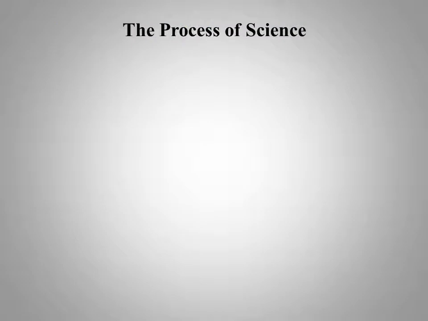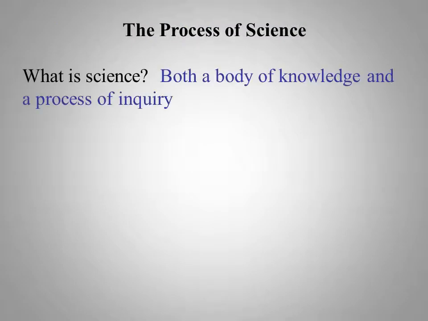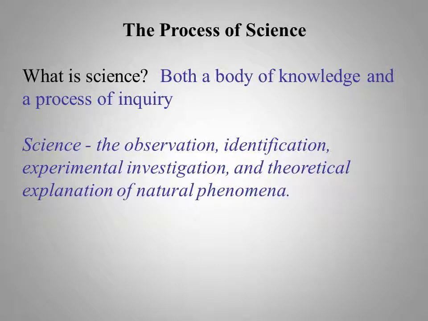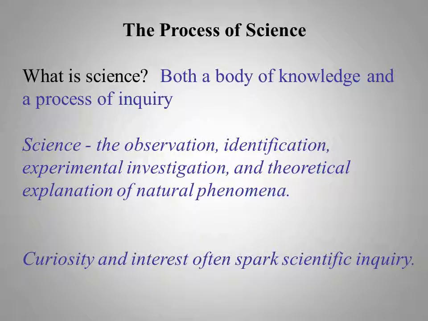In answering the question, what is science, it's important to highlight that science is both a body of knowledge as well as an agreed upon systematic method of inquiry. Science can further be defined as the observation, identification, experimental investigation, and theoretical explanation of natural phenomenon. This process of inquiry is largely driven by curiosity as well as interest. It is that natural ability to make observations and ask why that's highlighted in your assignment that accompanies this chapter entitled The Art of Observation.